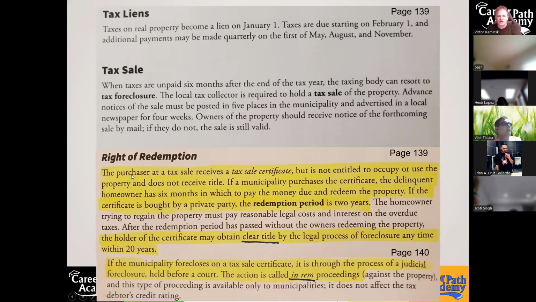The purchaser at a tax sale, those auctions, if they win the tax auction, they don't get your property. They just get a tax sale certificate. So what do you win when you go to a tax auction? You get to pay that person's taxes in full. So what are you bidding on at a tax auction? You're not bidding on how much you're going to pay for the property, because that's not what this auction's about.